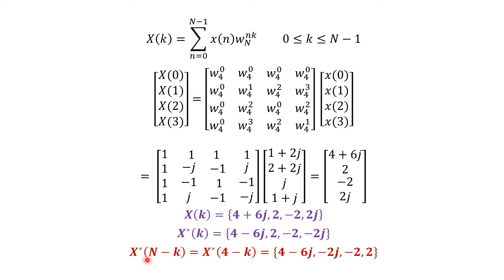So let us obtain X conjugate of N minus k. N is nothing but the value 4. Therefore we are calculating X conjugate of 4 minus k. From this we are going to obtain 4 minus 6j, minus 2j, minus 2, and 2. So that means now we have got the sequence X of k. Now, making use of X of k, we have to split this into two parts so that we can obtain g of k and h of k. In order to calculate that, we require both X of k as well as X conjugate of N minus k.